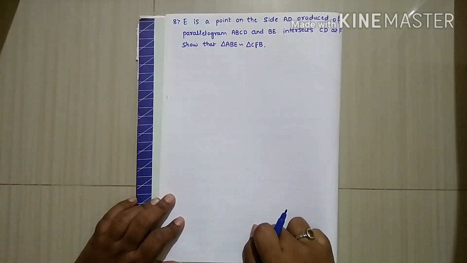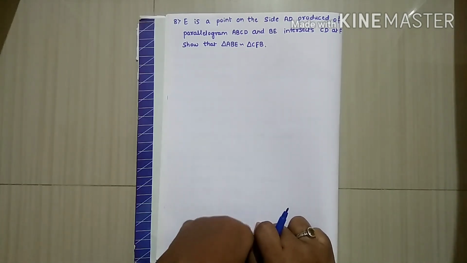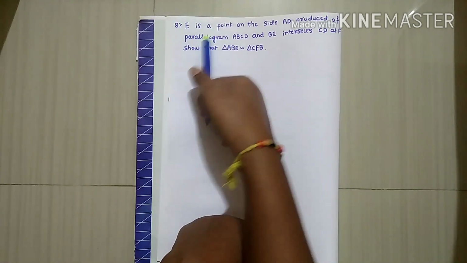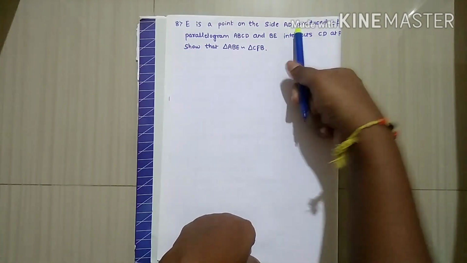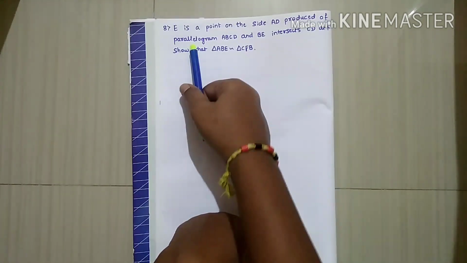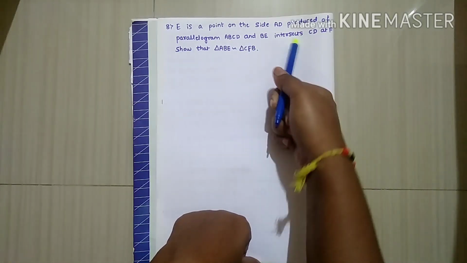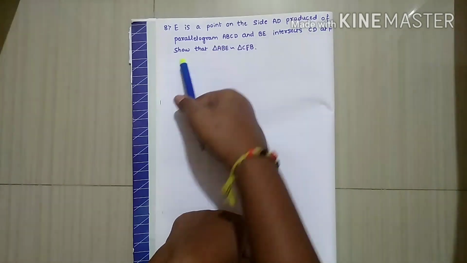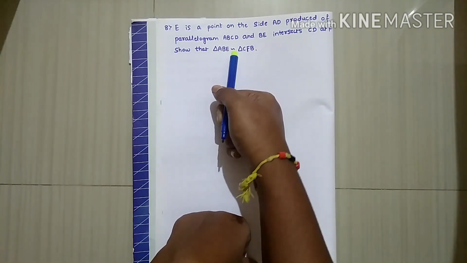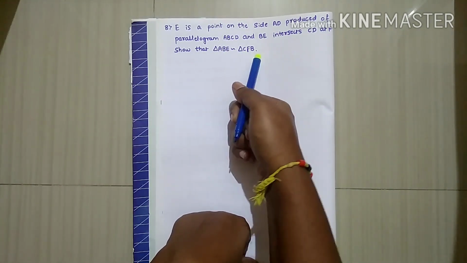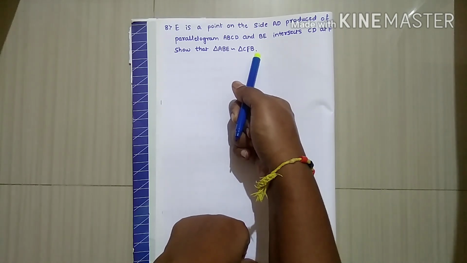Children, in this video we are going to learn triangle chapter exercise 2.3, 8 and 9 sums. First we'll see the 8th sum. E is a point on the side AD produced of parallelogram ABCD and BE intersects CD at F. Show that triangle ABE is similar to triangle CFB. This is the question they have given.